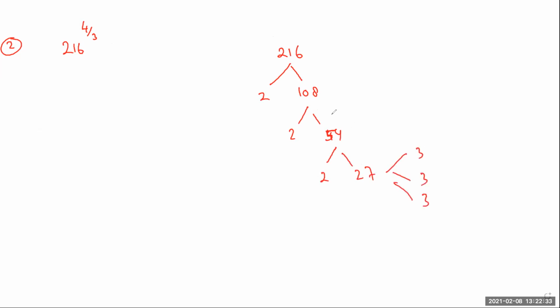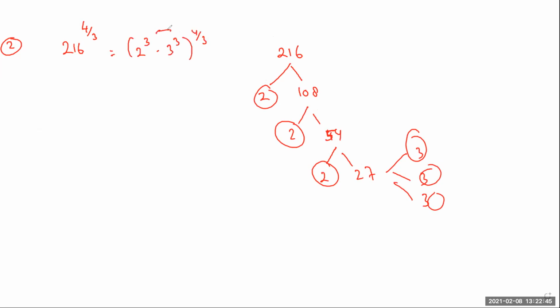But the thing is, sometimes we don't know the factors of a certain number. For example, the next example: 216 to the power of 4/3. If you don't know what 216 is, use the factor tree. It's 2 times 108, then 54, then 27, and 27 is 3 cubed. So actually it is 2 cubed times 3 cubed. So I can write it this way: (2 cubed times 3 cubed) to the 4/3.